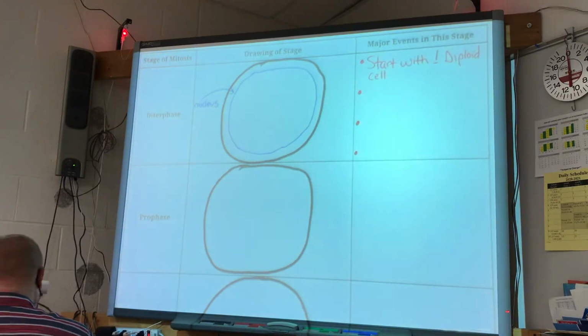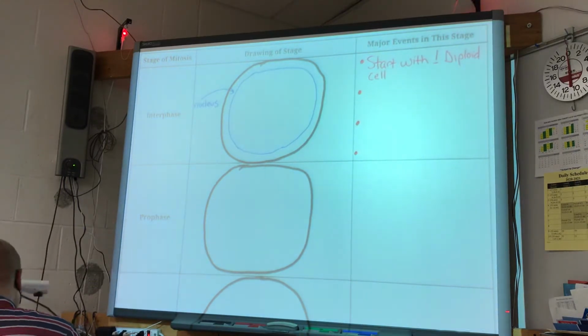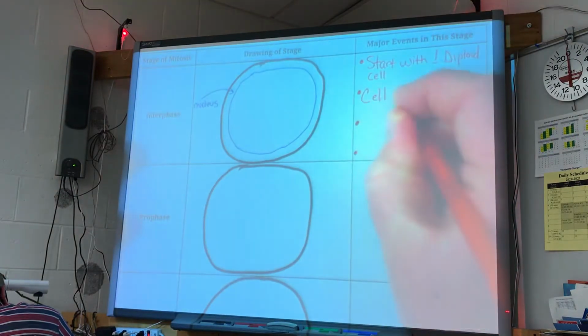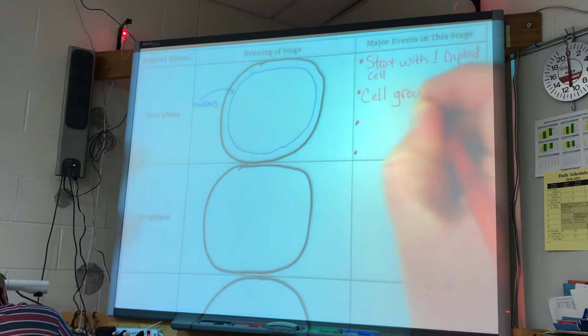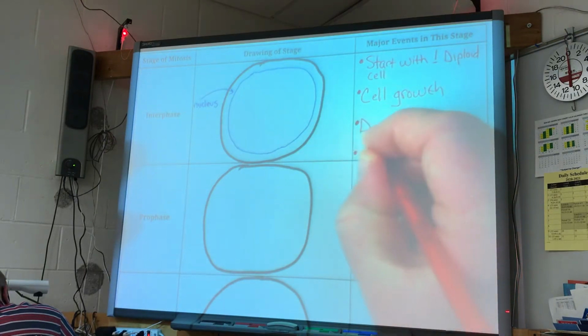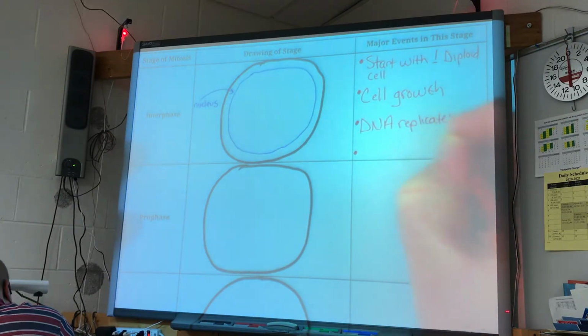Okay, so we start with one diploid cell, which has a complete set, one copy from mom, one from dad. The nucleus is intact. What does a cell do during interphase? It grows. That's G1, right? What else does it do? It replicates DNA. The DNA gets replicated, also the organelles get replicated, but we're focusing on the genetic information here. What else does the cell do during interphase?